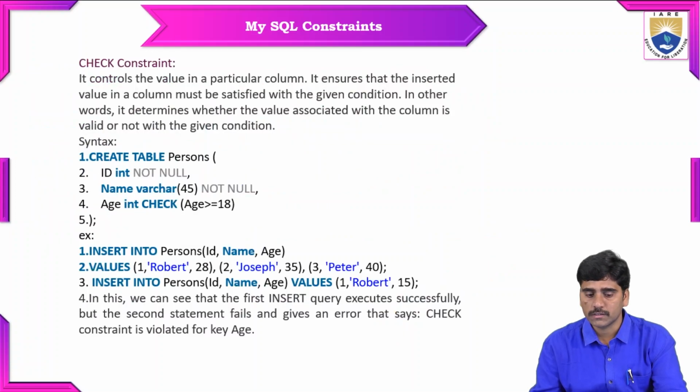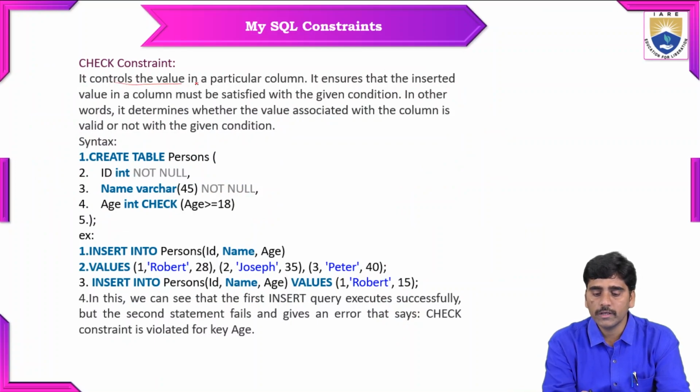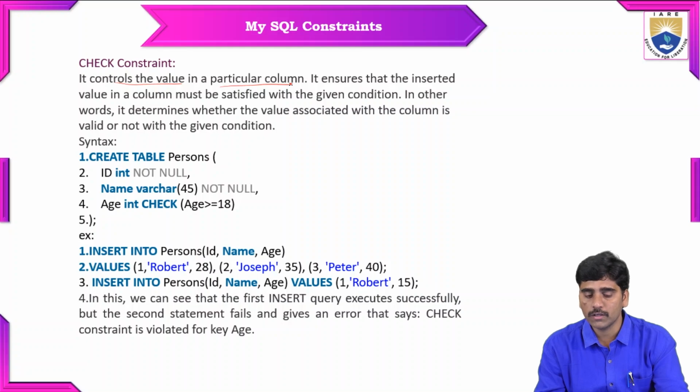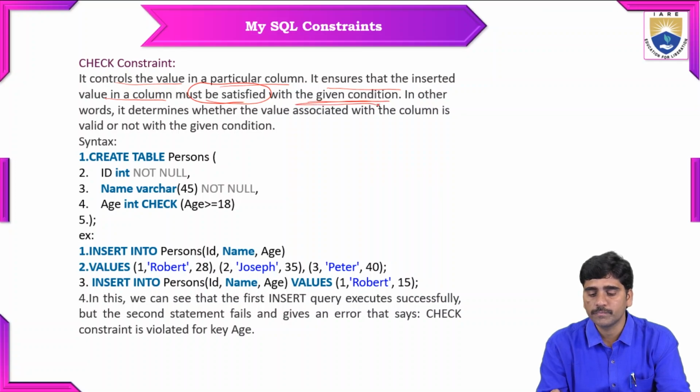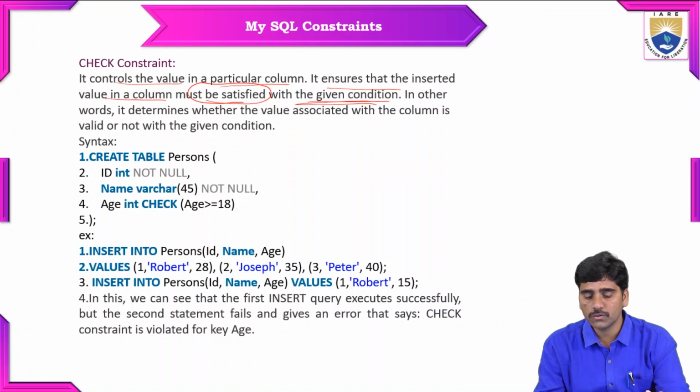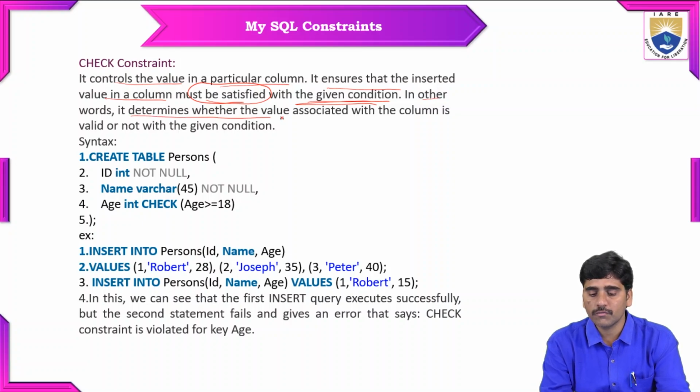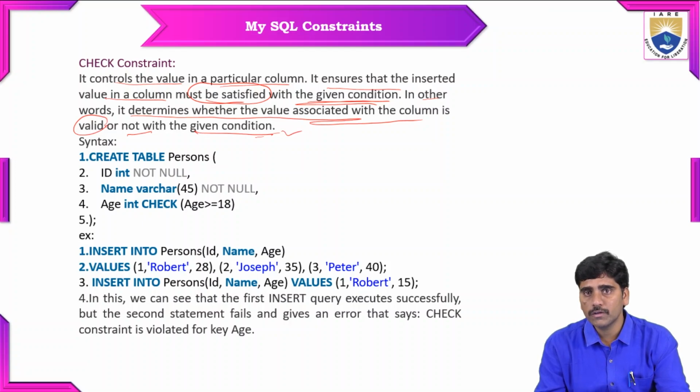Second one, check constraints. It controls the value in a particular column. It ensures that the value inserted in the column must satisfy the given condition. So we are applying a condition to the column, and the value you are inserting must satisfy that condition. In other words, it determines whether the value associated with the column is valid or not with the given condition.